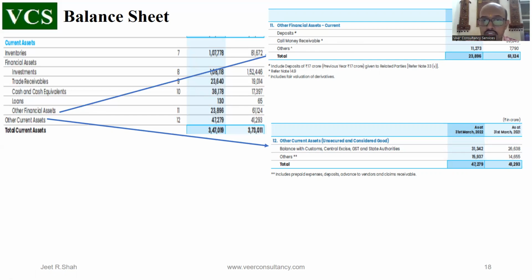Then there are some other things which they have included: prepaid expenses, deposits, advances to vendors, and claims receivable. So these are certain other assets. मतलब if you have prepaid, मतलब जो पैसा कल देना था आज दे दिया है, or you might have to give a deposit so as to get your goods from somewhere, or advances that you have given to your vendors. All this will be given under other current assets, which are secured and considered to be good.